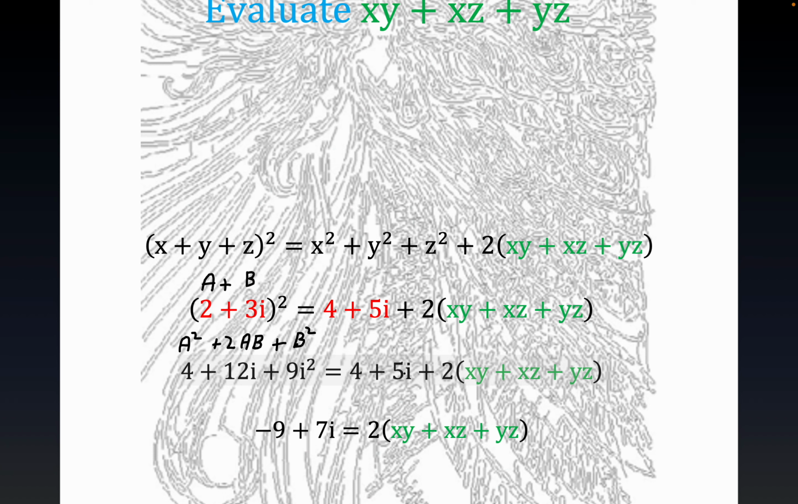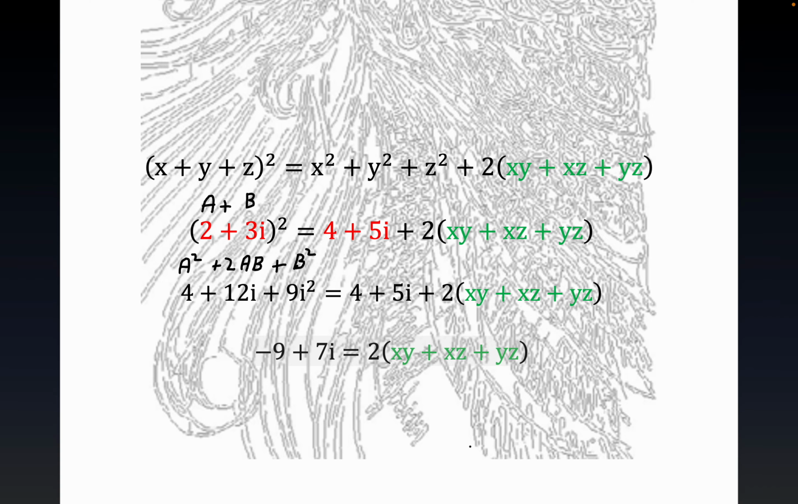And when you subtract 5i from both sides, you get this complex number in standard form, the real part and then the imaginary part. Now notice we are looking for xy plus xz plus yz. That's what we're trying to evaluate. And so a simple division by 2 will finish this thing off. You'll end up with -9/2 as the real part, and then plus 7/2 as the imaginary part.